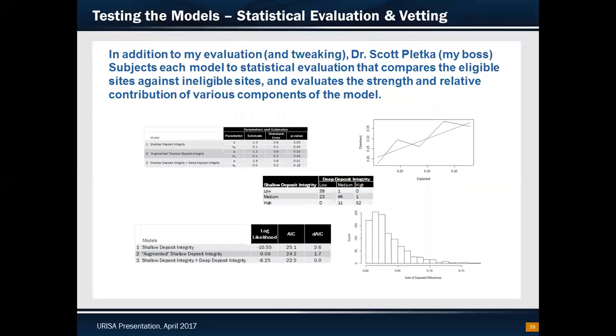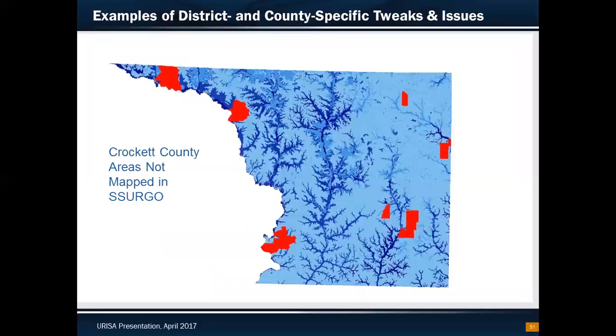And in addition to that, my boss then, before the models are released, does some more in-depth statistical vetting of the models to make sure that he doesn't see issues cropping up. And I'm not going to speak to that too much more, but that information is available. I do want to mention a few examples of specific tweaks and issues of things that come up. Every time I do a model, there seems to be something or other.